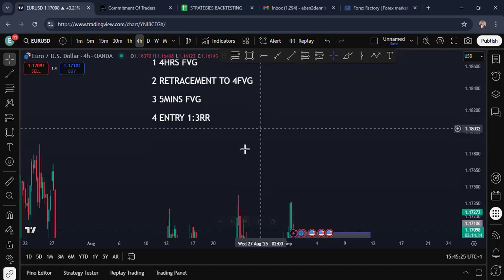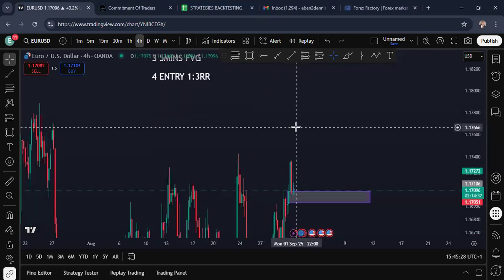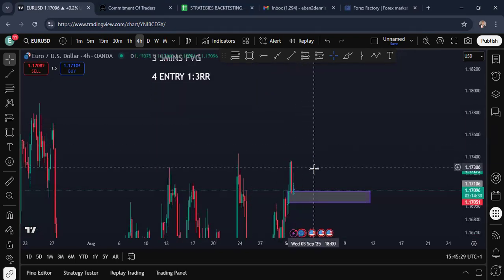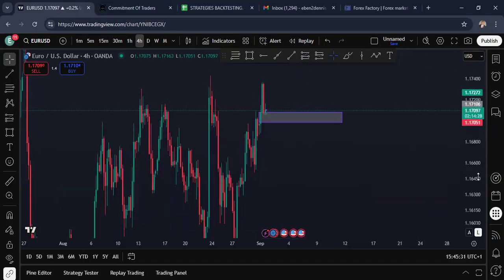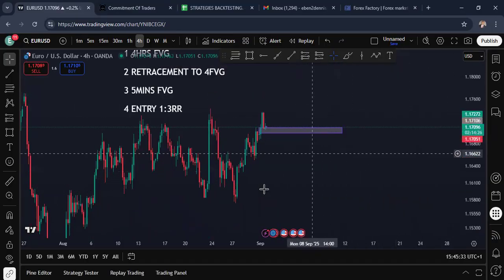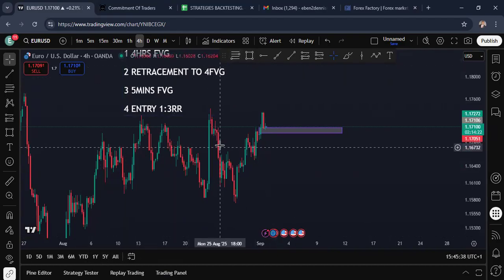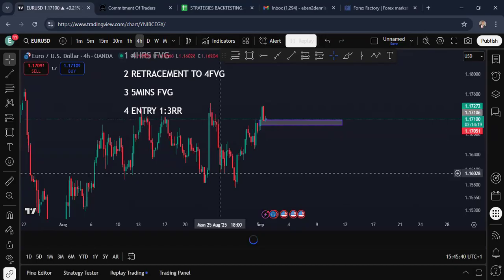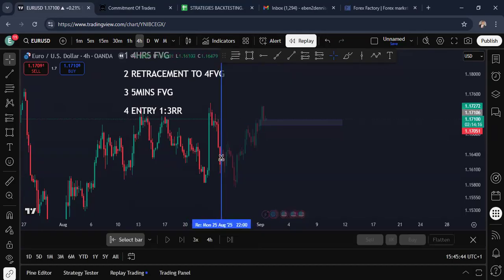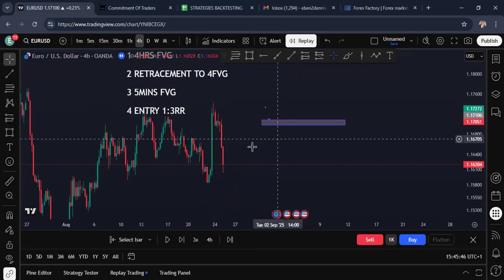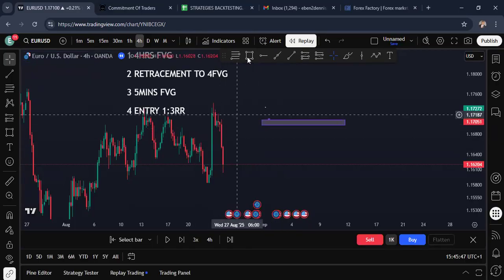So how does this work? I'll go straight to the chart. And when we get to the chart, the first thing we'll be looking for is an FVG on the 4 hours time frame. So what does this mean? We've learned about FVG from the previous videos. So right here, I see an FVG. So I'm just going to replay the market from here. So right here is the 4 hours FVG.